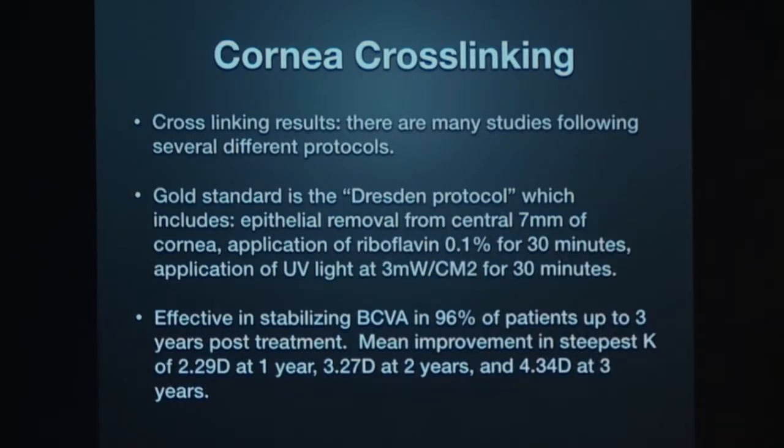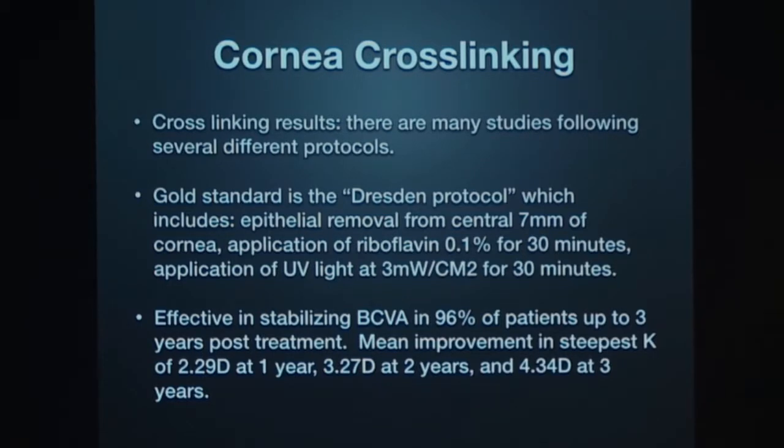So what are the results of cross-linking? There's many different studies following several different protocols. So the gold standard protocol is something that's called the Dresden protocol, which includes epithelial removal, so an abrasion on the front surface of the eye, 7 millimeters in size, and then the application of riboflavin, which is vitamin B drops, 0.1% for 30 minutes. So we put a drop in the eye every 2 minutes and let that soak in, and you just keep repeating it. So it's basically 16 drops.